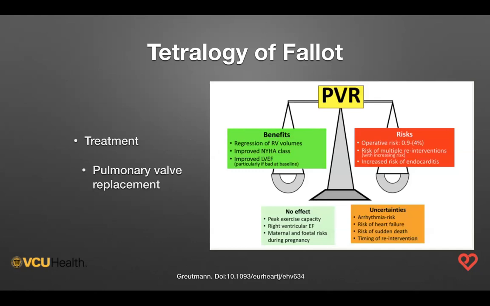Treatment for these patients with severe unrestricted pulmonary regurgitation is pulmonary valve replacement. These patients, when they do get pulmonary valve replacement, have regression of their RV volumes, have improvement in their functional class. They have improvement in LV function as well. This all has to be balanced with the risk of the procedure. And what I'll tell you now is many of these patients are able to undergo percutaneous valve placements.